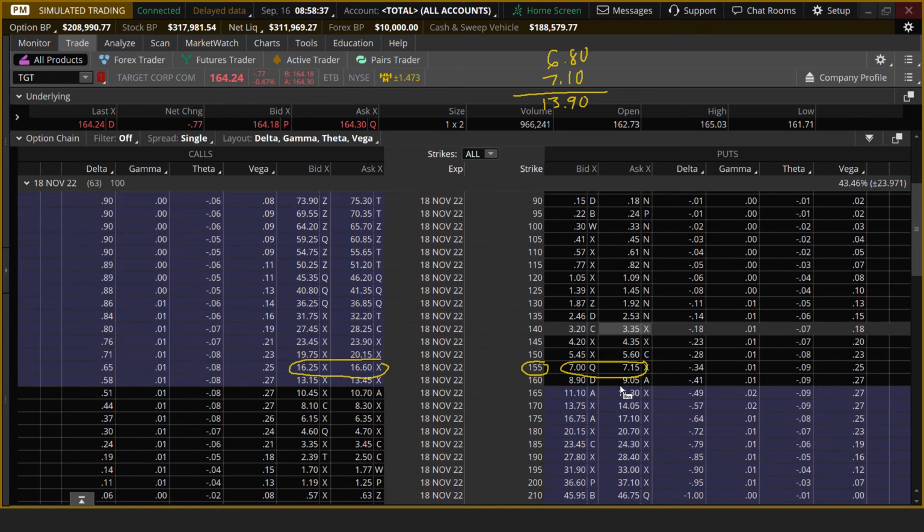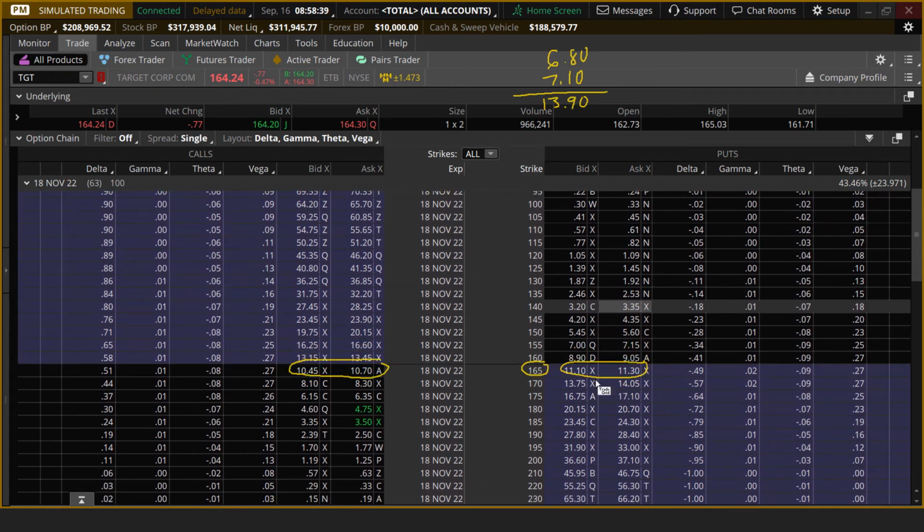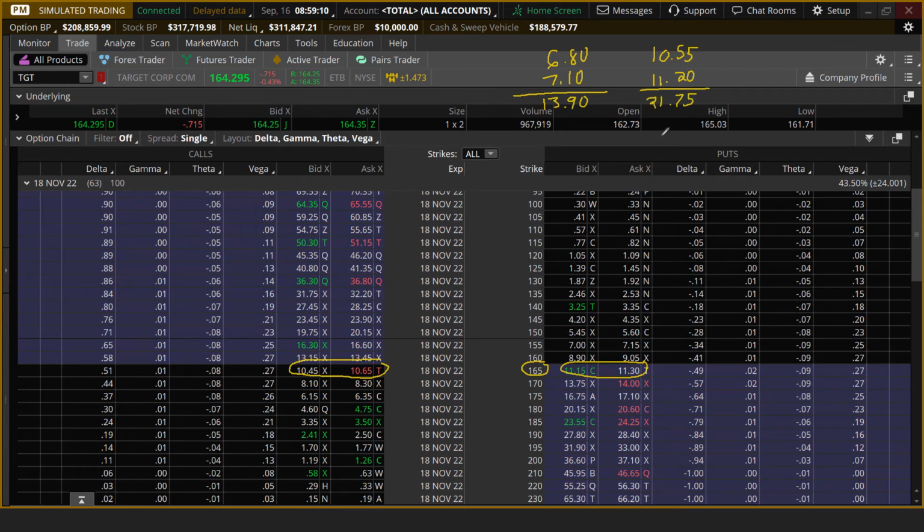Now we take the November at the money straddle value. So I need to find the 165 strike again, and I've changed it to November, and I'm going to add the call and the put together to get my November at the money straddle. Here we've got 10.55 on the call side at the midpoint, in the middle of the bid-ask spread. And here I'm going to call it 11.20. I'm going to add those two numbers together, and that puts us at 21.75 through now and November.